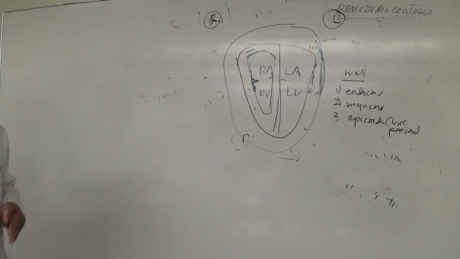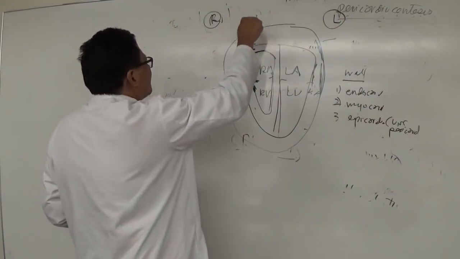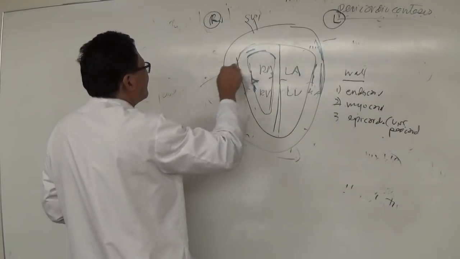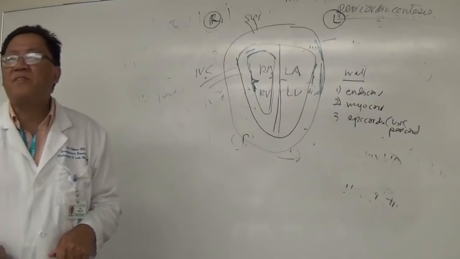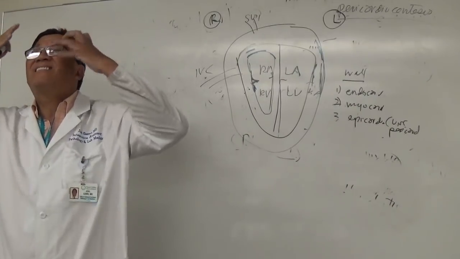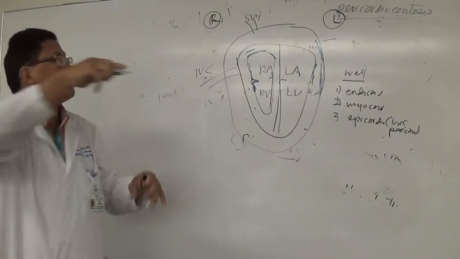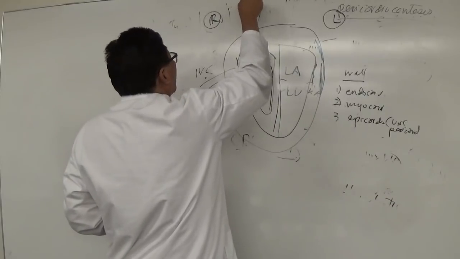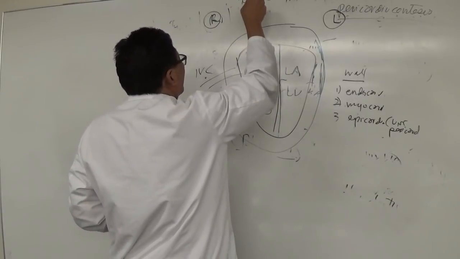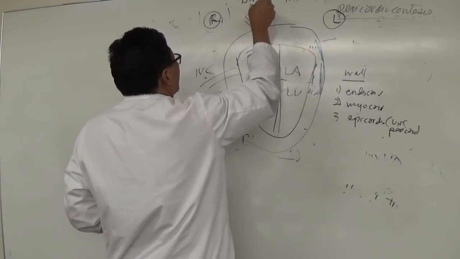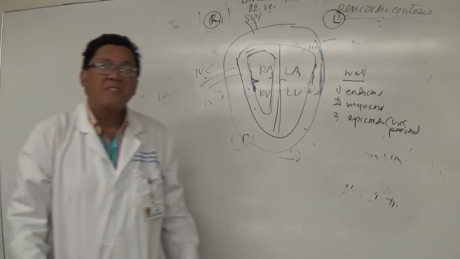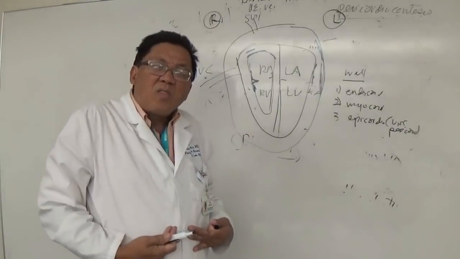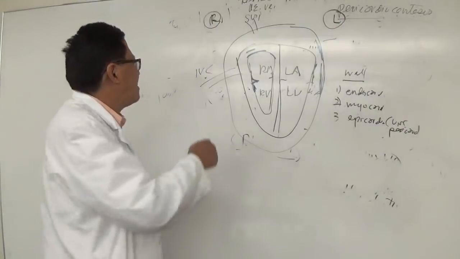Now, what blood vessels bring blood to the right atrium? Superior vena cava and inferior vena cava. And where did the blood come from? From the veins of the head, the neck, and the upper limbs. Head, neck, upper extremity veins. What about the veins from the feet, the leg, the thigh? Feet, leg, thigh, and thoracoabdominal organs below the heart.